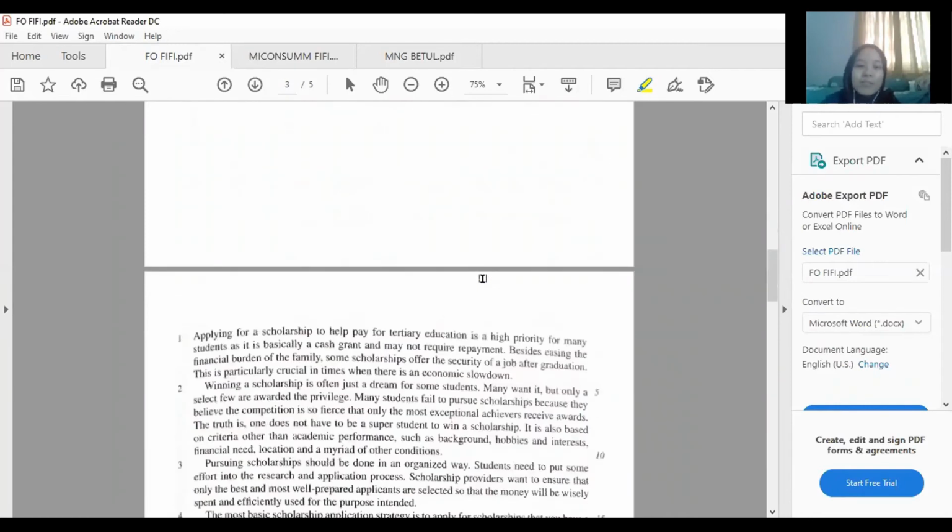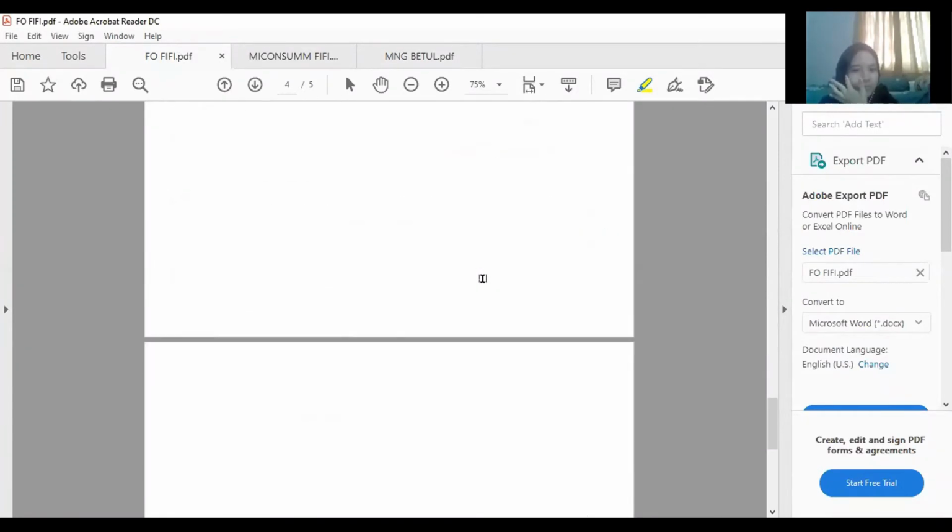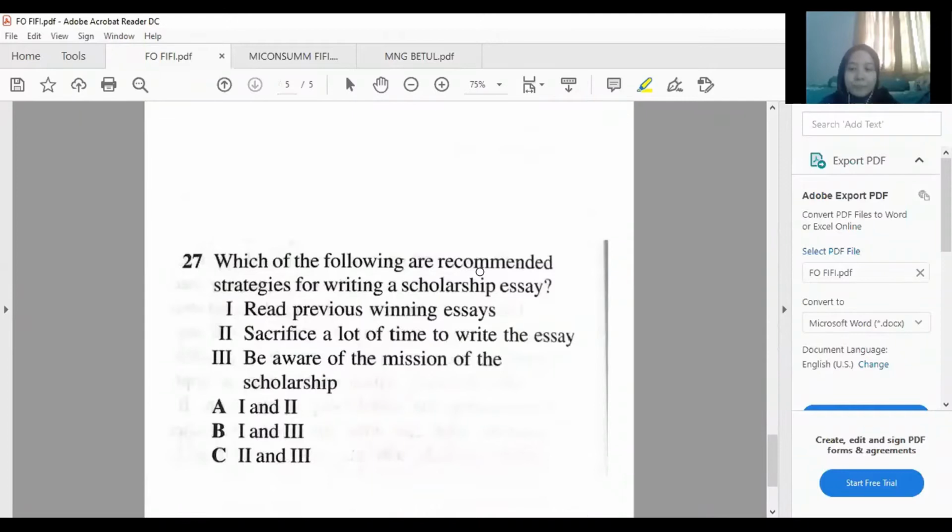All right, so moving on to the next question. Okay, so the first step would be to identify FO questions. Which of the following are recommended strategies for writing a scholarship essay? This one is an FO question because it wants us to choose which one is the fact or which one is the opinion. Okay, the second one is to highlight the keywords: which of the following are recommended strategies for writing a scholarship essay?